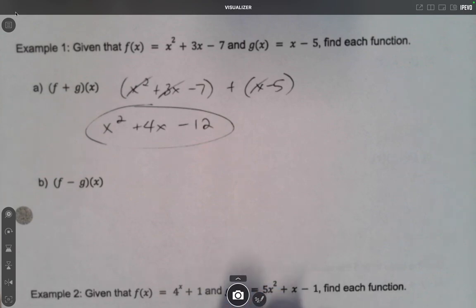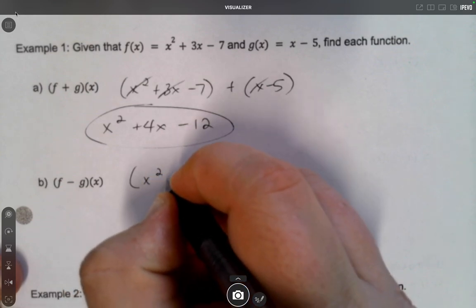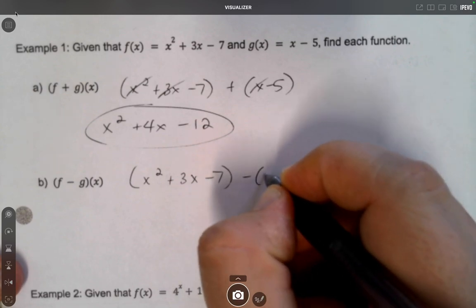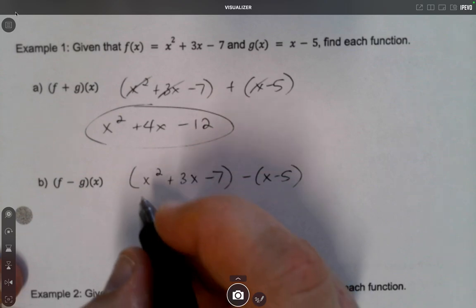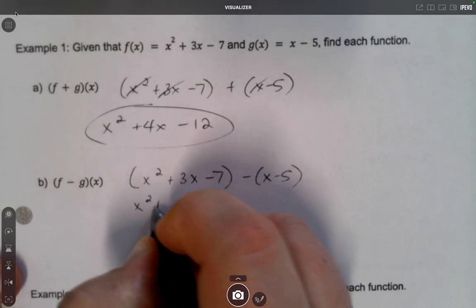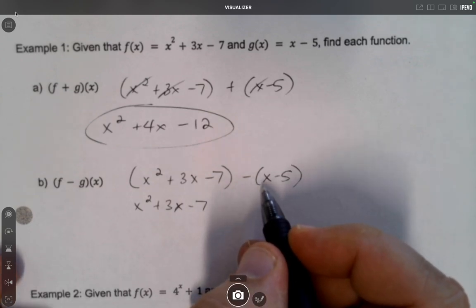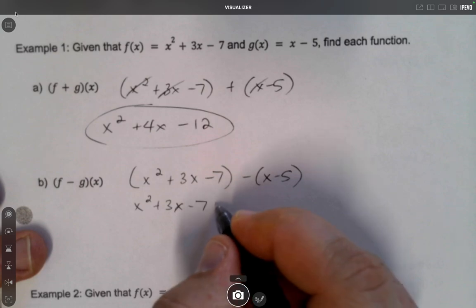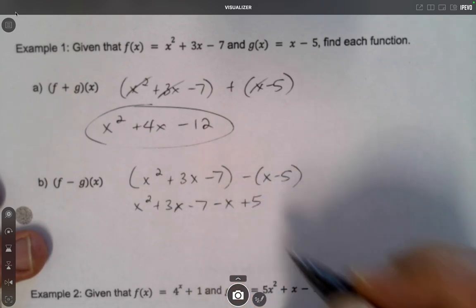Okay, on this one, same two functions, but we're going to subtract. This is where I think the parentheses are especially helpful, but I think just getting into the habit of doing it all the time can help. So I would recommend you just drop these parentheses on the first one because they actually don't do anything. But then here, we only drop them after we apply the minus to both of them. So we have minus x minus negative 5, which is really plus 5.